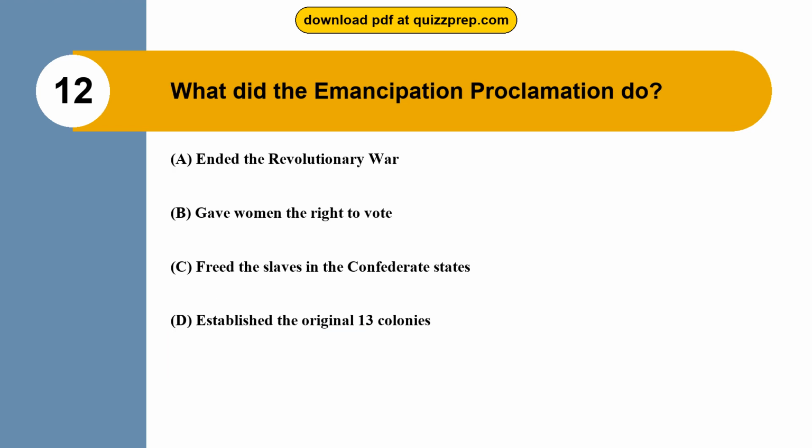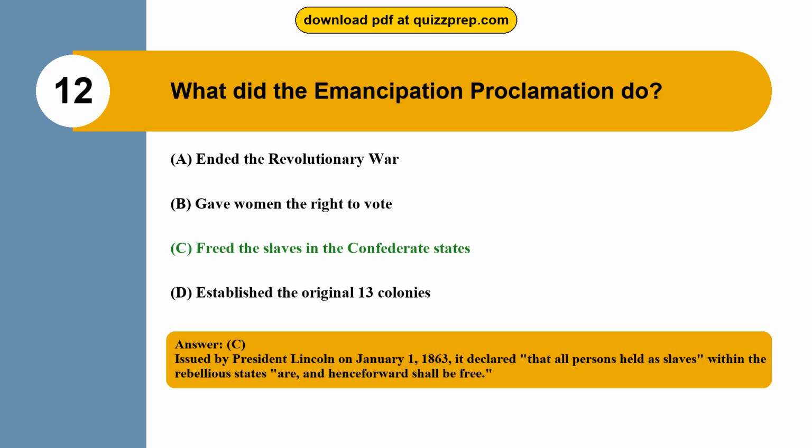Question 12. What did the Emancipation Proclamation do? Option A, ended the Revolutionary War. Option B, gave women the right to vote. Option C, freed the slaves in the Confederate States. Option D, established the original 13 colonies. The correct answer is option C, freed the slaves in the Confederate States. Issued by President Lincoln on January 1, 1863, it declared that all persons held as slaves within the rebellious states are, and henceforward shall be free.